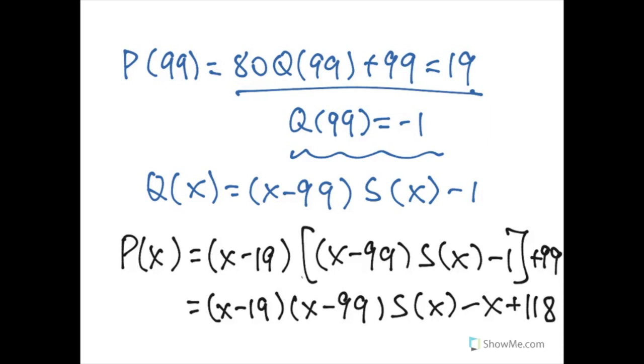And from here we can see that the remainder when we divide p of x by this factor here is simply these terms over here. So our answer is negative x plus 118.